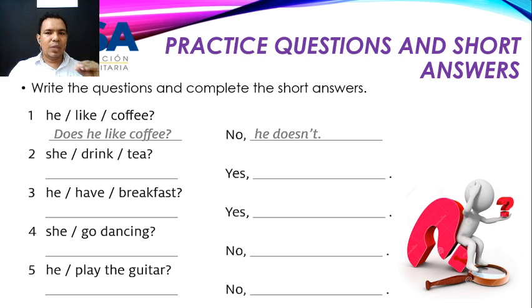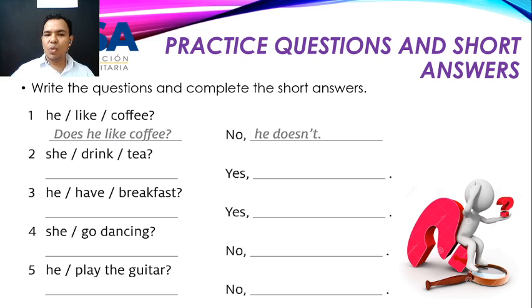In this exercise, I need you to complete the questions. All these questions are just yes no questions. So we need just the auxiliary at the beginning, and then the subject, the verb, and the complement. Number one is done. Does. Why does? Because the subject is he. So does he like coffee? Does is the auxiliary, he is the subject or person, like is the verb, and coffee is the complement. The four words for a yes no question.